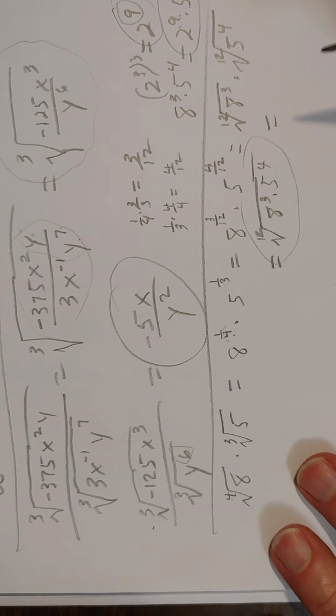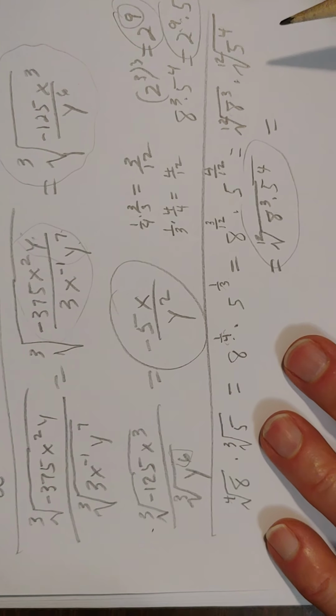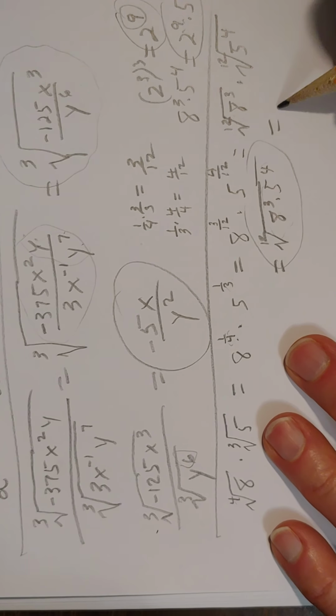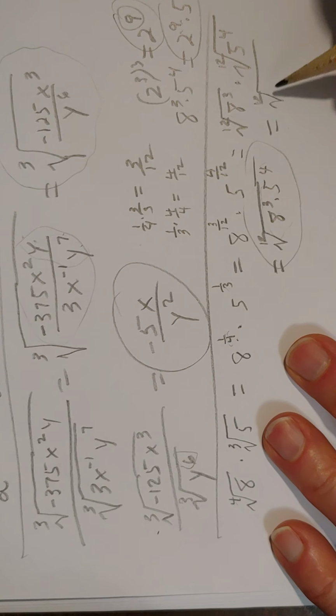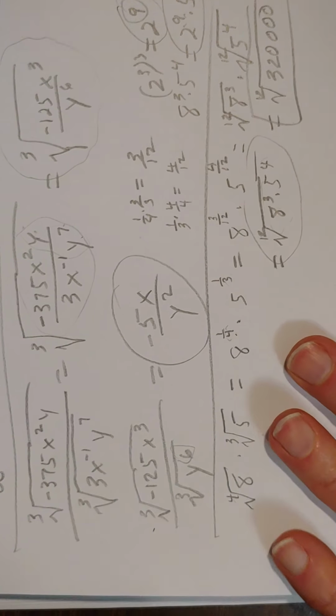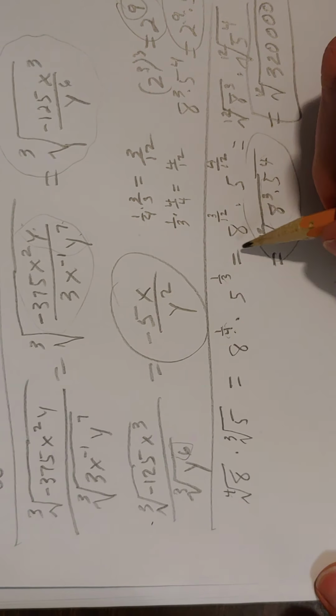Now, I'm not going to multiply all that out. If you multiply this out using a calculator, it's 320,000. So this is the 12th root of 320,000. And there's the answer. On the other hand, here's another way of doing it.